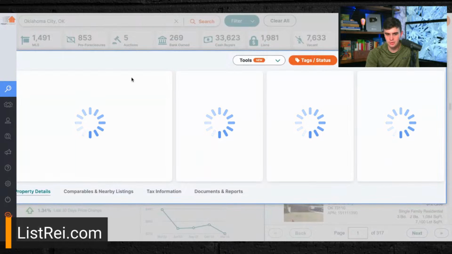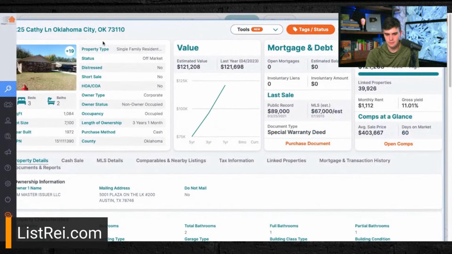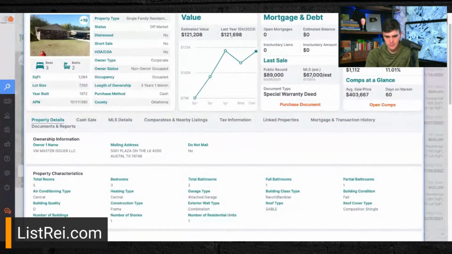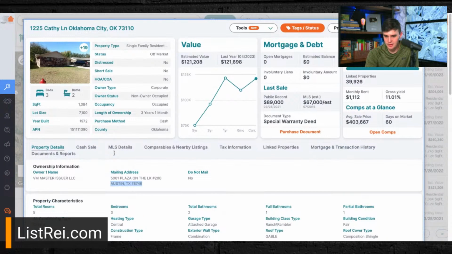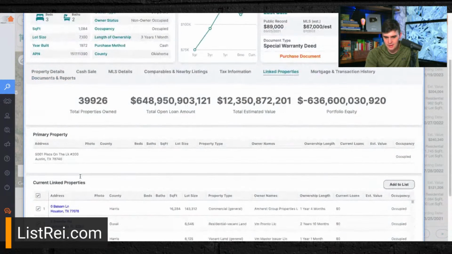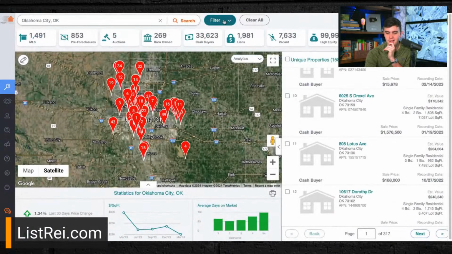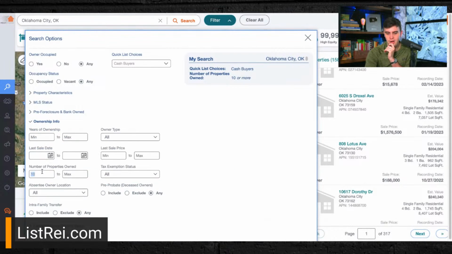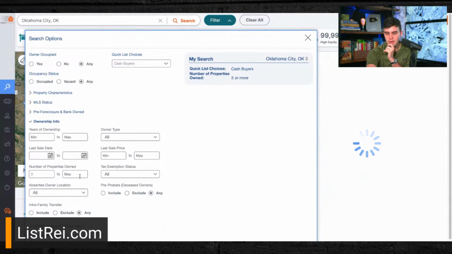So let's do this one. Let's pull this up right here. So VM Master LLC, right? I don't know, there might be a hedge fund, who knows? I'm going to go to linked properties, and they have about $648 million in real estate. That's just a little too much. So let's filter this back out. Let's say they own at least 3 rentals, but not more than 15.